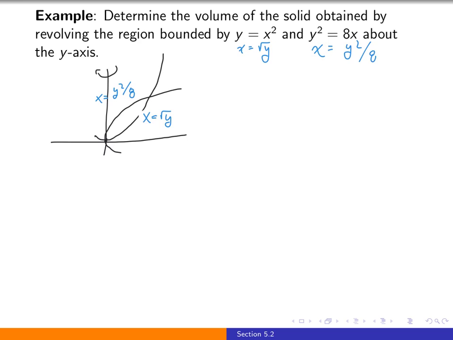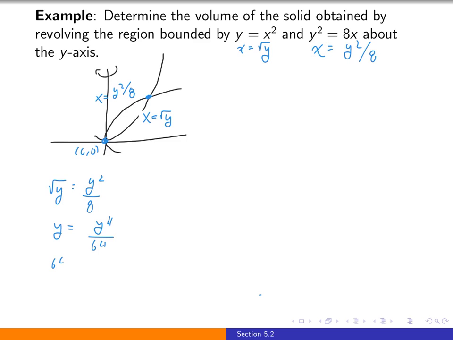One thing we need to do immediately is find what y values correspond to these points of intersection. By inspection, we see that 0, 0 is a point of intersection. But what is the y value of the second point of intersection? We set the two curves equal to each other. So square root of y is equal to y squared over 8. We square both sides, so y is equal to y to the 4th over 64.